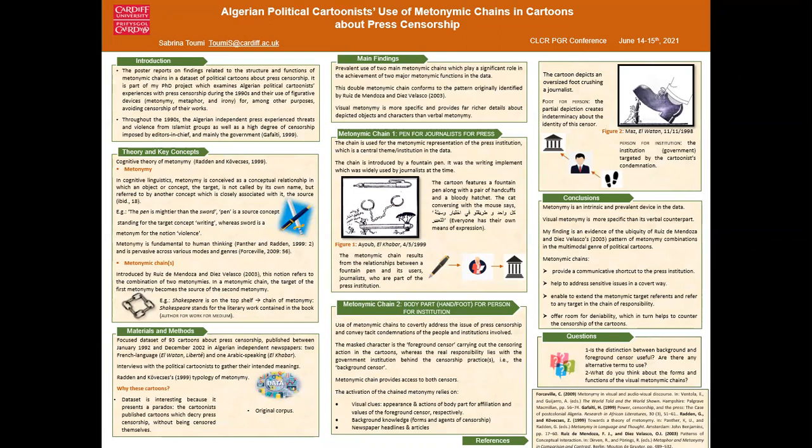In terms of findings, the analysis has revealed the occurrence of two metonymic chains, which conform to the pattern proposed by Ruiz de Mendoza and Diaz Velasco, that of double metonymic chains. The first chain is used for the visual representation of the press institution, which would be otherwise hard for the cartoonist to capture. So the chain provides a communicative shortcut to the press.